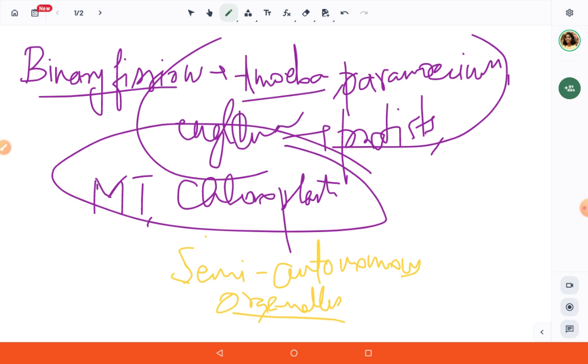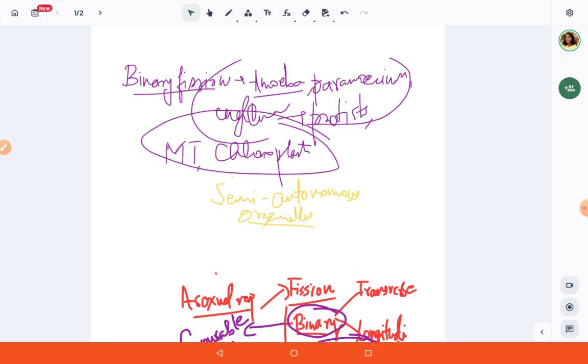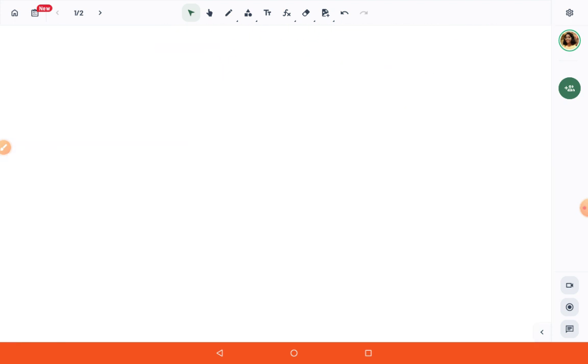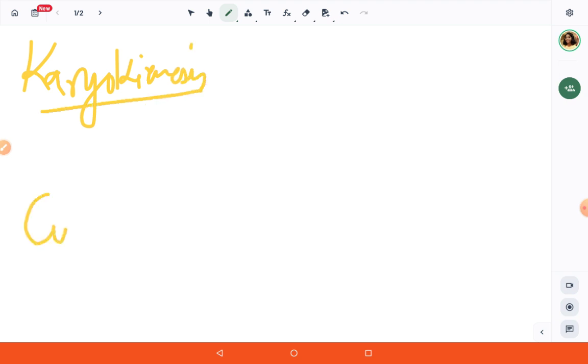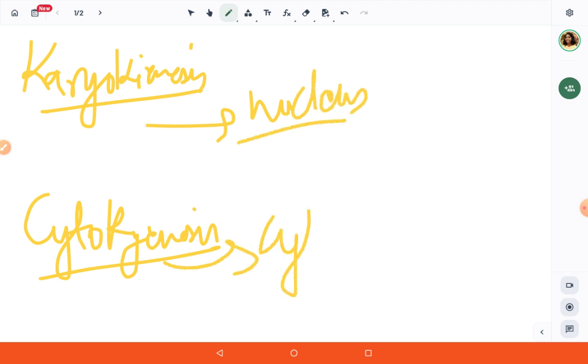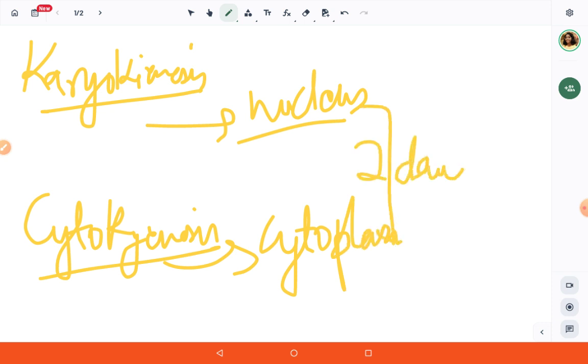Remember this. Now what happens in binary fission? In binary fission, the first thing which takes place is karyokinesis, then cytokinesis. In karyokinesis, the nucleus divides first, and in cytokinesis, the cytoplasm further divides, and always two daughter cells are formed at the last.